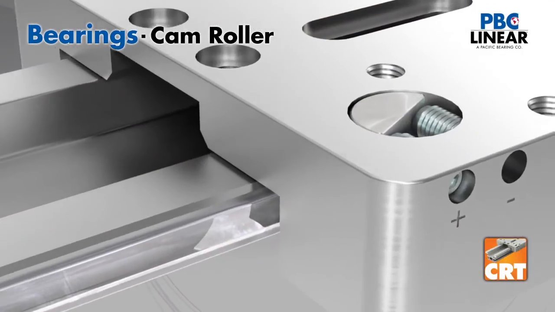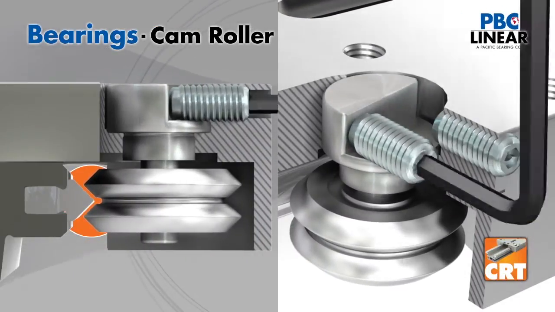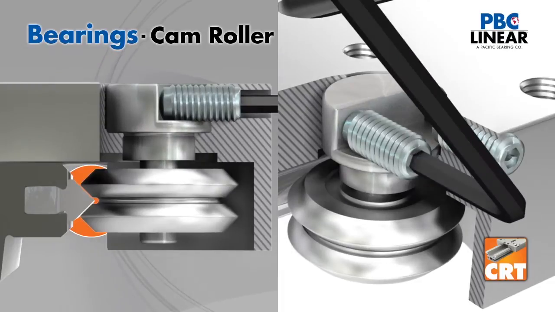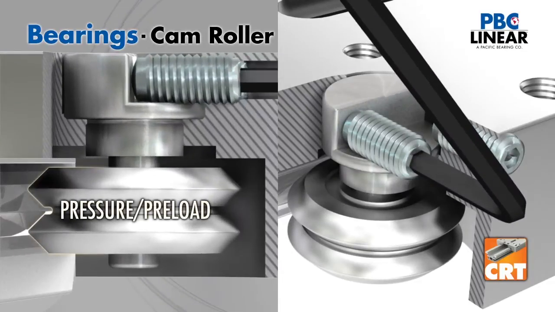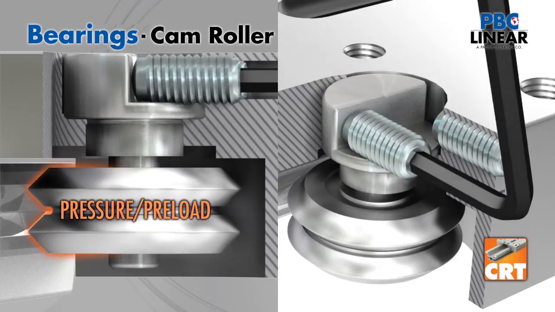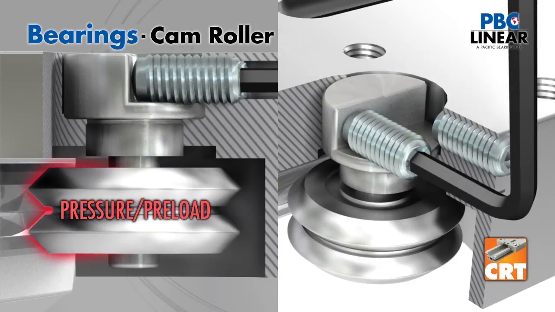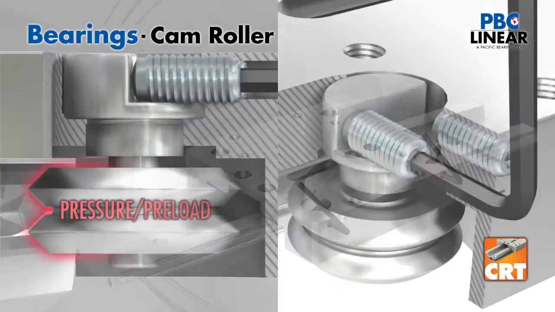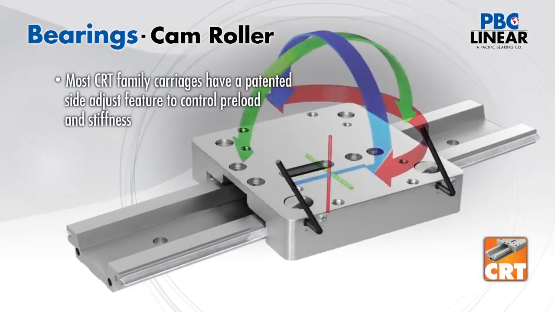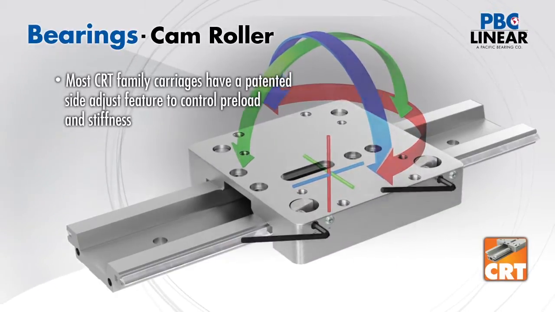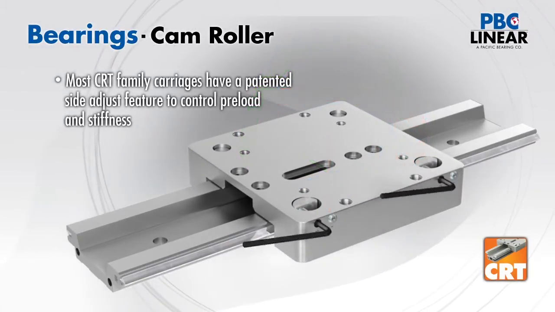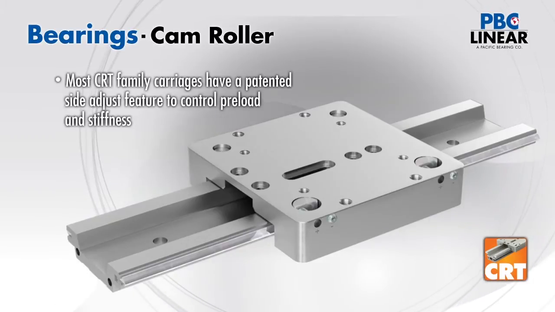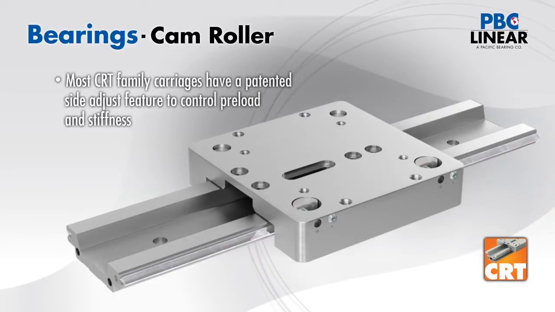Cam roller type bearings, however, can actually be preloaded and provide rigid, low-friction performance. Preloading removes all the clearance between bearing and raceway and actually applies a small amount of pressure from the bearing. In many of the CRT or cam roller products from PBC Linear, this preload capability is adjustable with a patented side adjust feature. This allows the pressure of the roller on the raceway and the fit of the carriage to be adjusted depending on application needs.